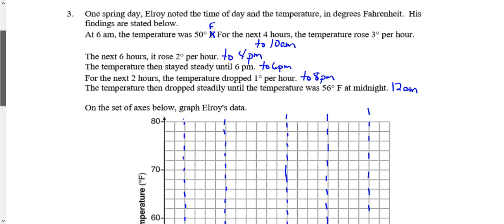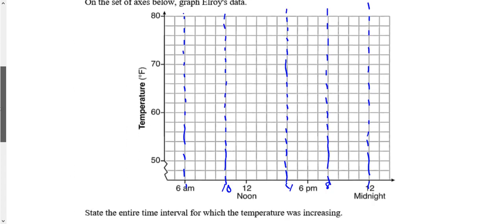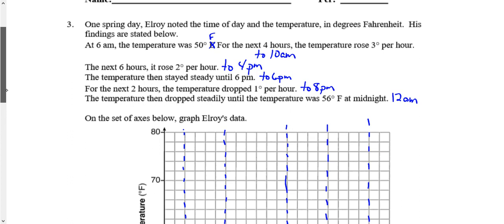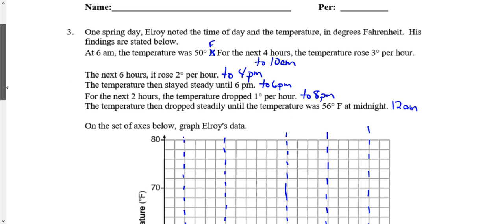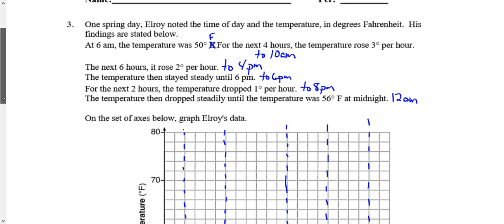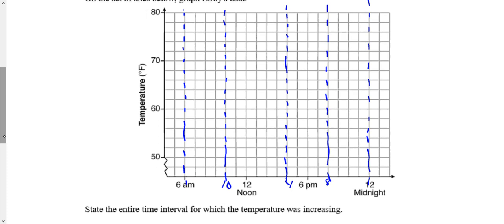All right, let's get these rates then. Temperature was 50 degrees for the next 4 hours. So I'm going to find 50. Here's 50, right? Let me just read that again. At 6 a.m. temperature was 50. Oh, yeah. There should be a period there. Okay. And for the next 4 hours, so it started at 50, right? And went up 3 degrees per hour. What are we counting by here? So that's 52, 53, 54.